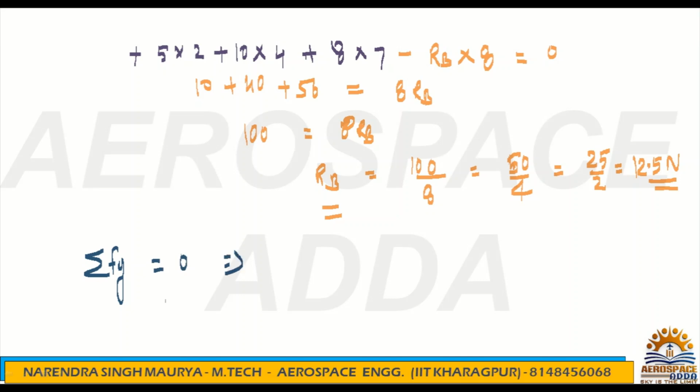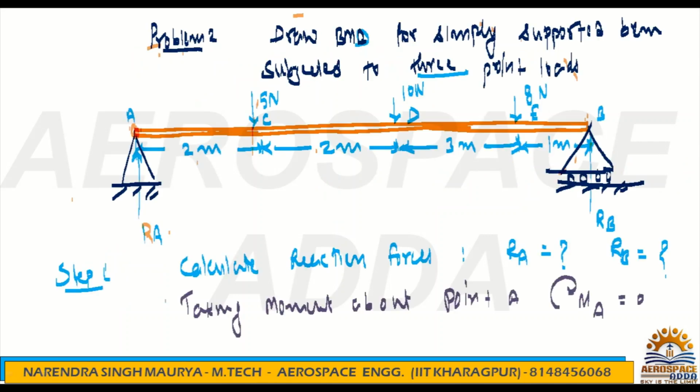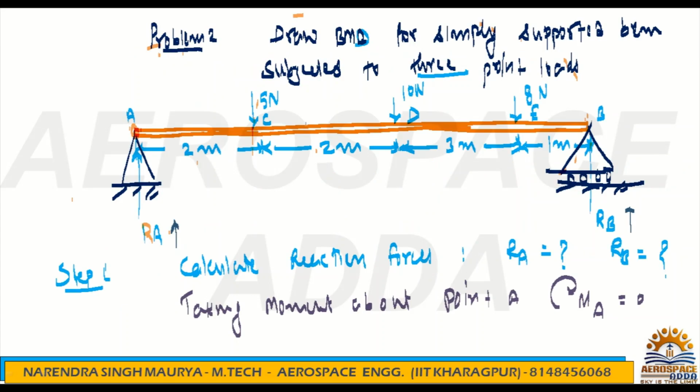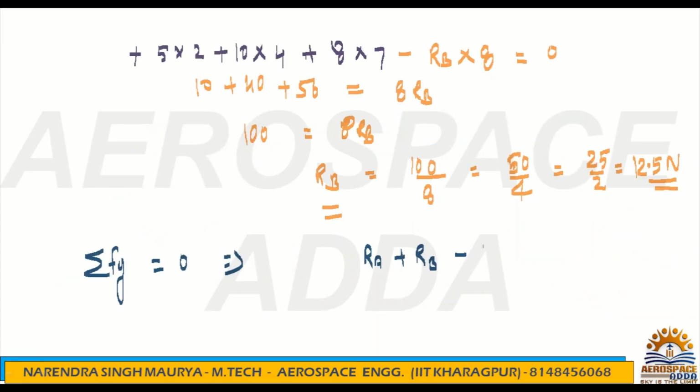So what is the summation of all forces? All upward forces will be plus, and all downward forces will be negative. What are the upward forces? Ra and Rb you are considering upward. So Ra plus Rb, these are upward, so this is plus. And all downward forces like 5, 10 and 8 will be considered negative, equal to 0. So you have Ra plus Rb, just now you got 12.5, minus 5 minus 10 minus 8.